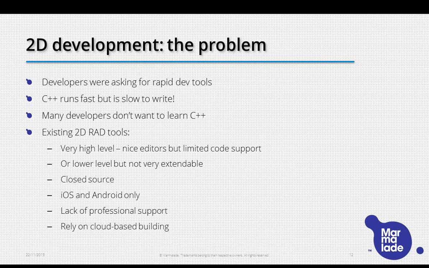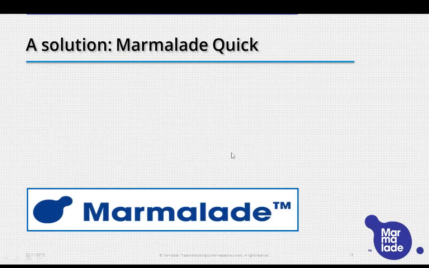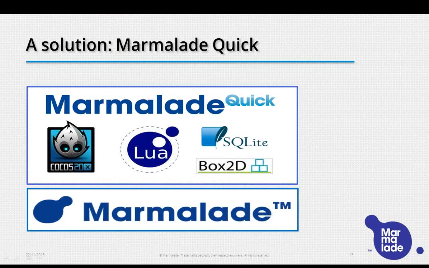So we looked at what we had and thought, well, we can easily extend Marmalade to support some 2D middleware with some higher level languages. And so what we did was we built Marmalade Quick. So Quick is basically just some middleware that sits on top of Marmalade.